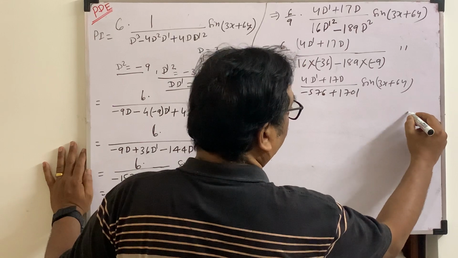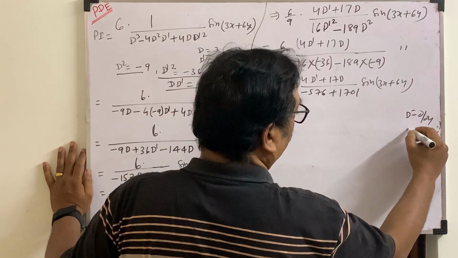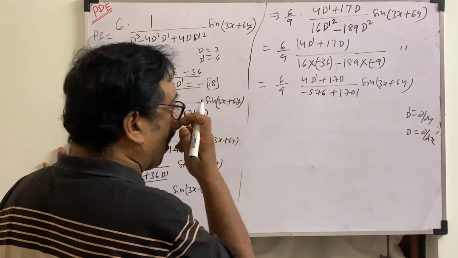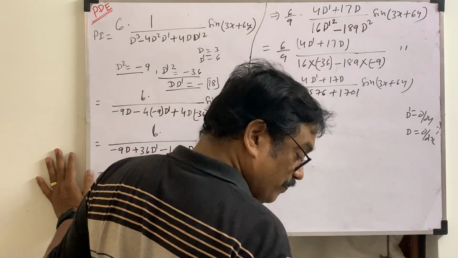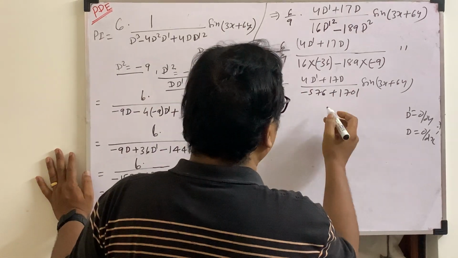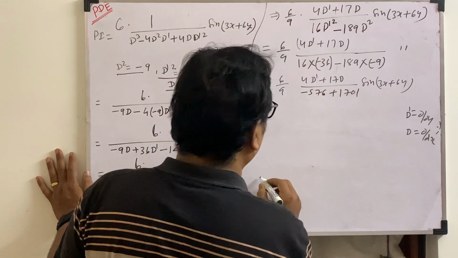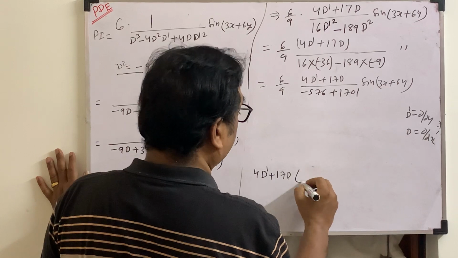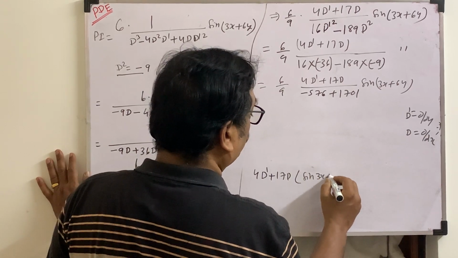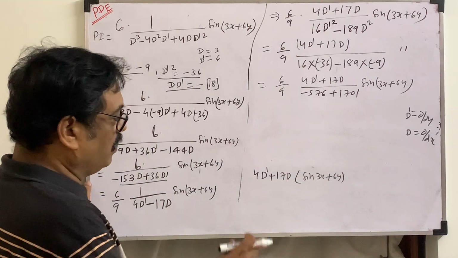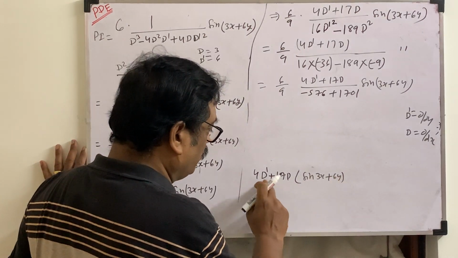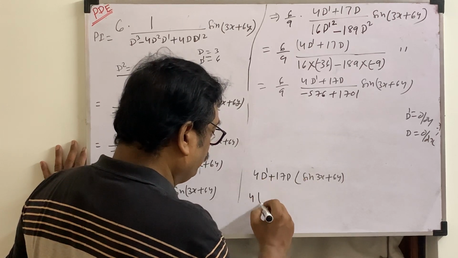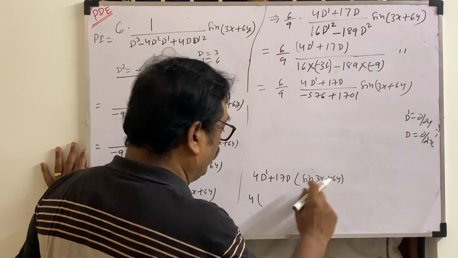D dash means differentiate with respect to y. D means dy dx. So what will we do here? If we calculate this part, I am doing this separately here. We'll substitute 4d dash plus 17d on sine 3x plus 6y. Carefully see this step. 4d dash: what is the first term? Sine 3x plus 6y. So I'm writing 4 here. D dash means differentiate with respect to y.